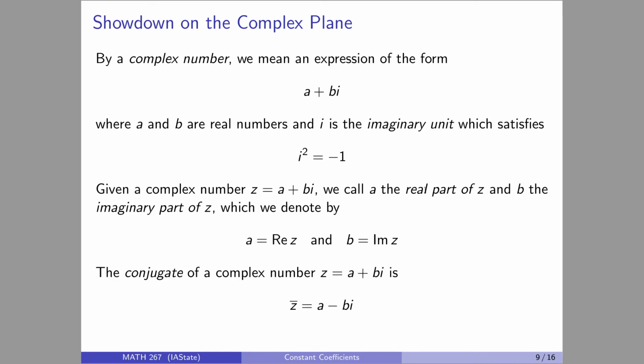And something else we're going to need is the idea of a conjugate of a complex number, where if you've got a plus bi, the conjugate is a minus bi, where we take z and put a little bar on top of it.